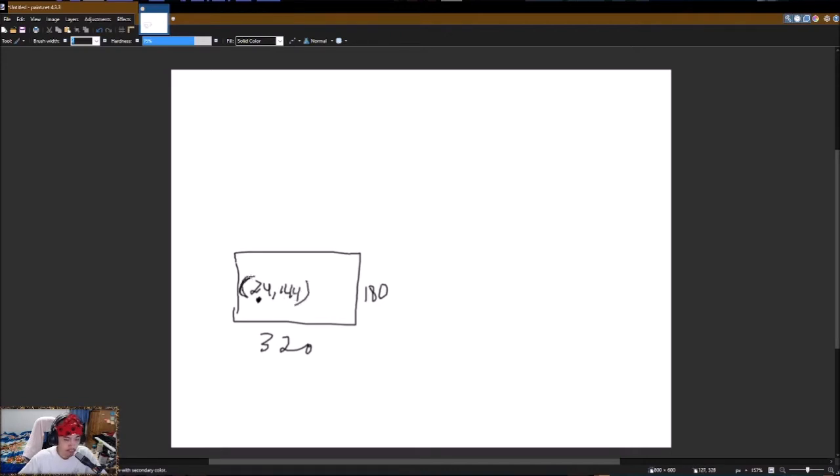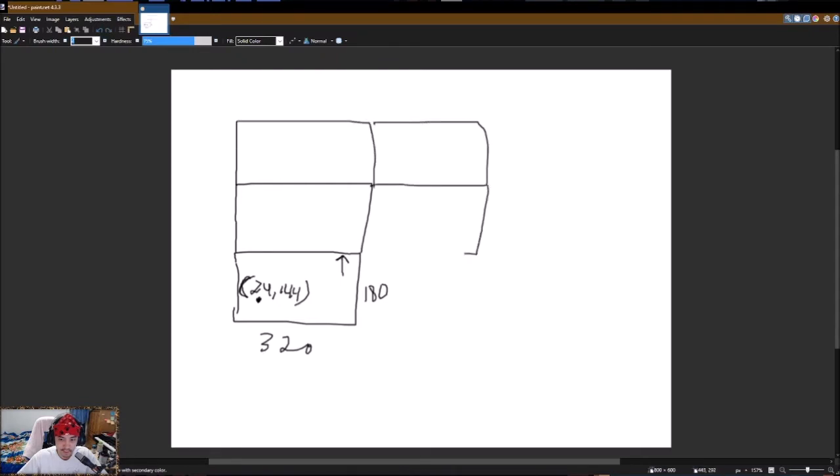Okay, that's her current position. Now if she were to take the exit, which is currently here, what I assumed was that all the screens lined up perfectly, like this. Okay, not like that. Like this. Of course, these boxes are not to scale. Just pretend that they're all 320 by 180.